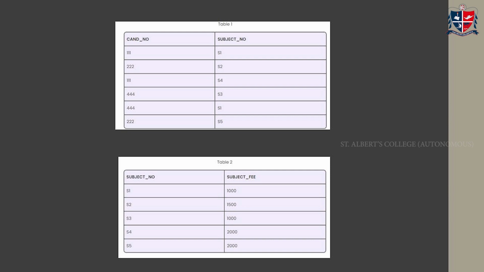In order to have the table in second normal form, we can decompose the table into two different tables. After the decomposition, we get two tables. Table 1 contains candidate number and subject number, and Table 2 contains subject number and fee details. In these tables, you can see that every attribute is single valued, and every non-prime key attribute is fully functionally dependent on the primary key attribute. So by decomposing the first table, we got two tables, and the tables are in second normal form.